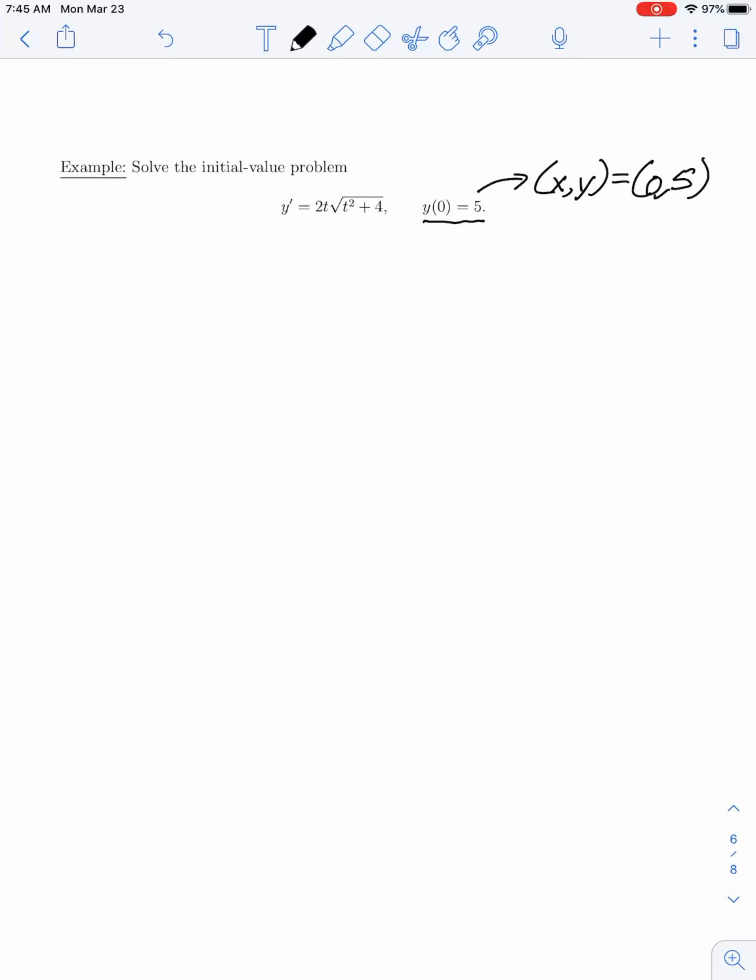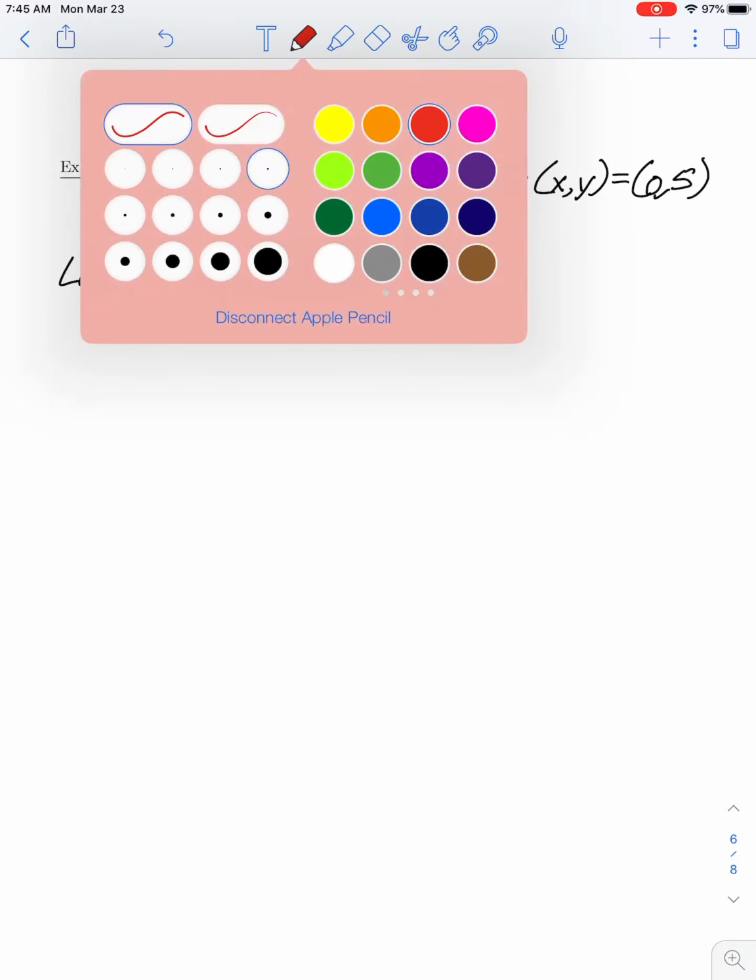So to solve this initial value problem, we're going to start by finding our general solution. And to find our general solution for y, we're going to let y be the antiderivative of our derivative, which was given as 2t times the square root of t squared plus 4. Here, y is given in terms of t, so we're integrating with respect to t. And we see that to find the antiderivative of this function, we're going to need a u substitution.